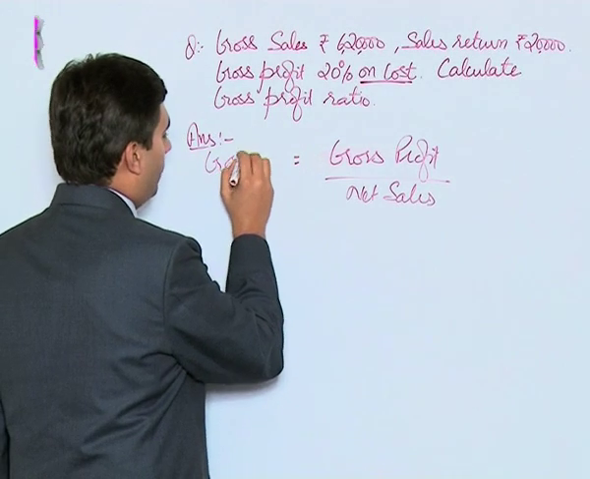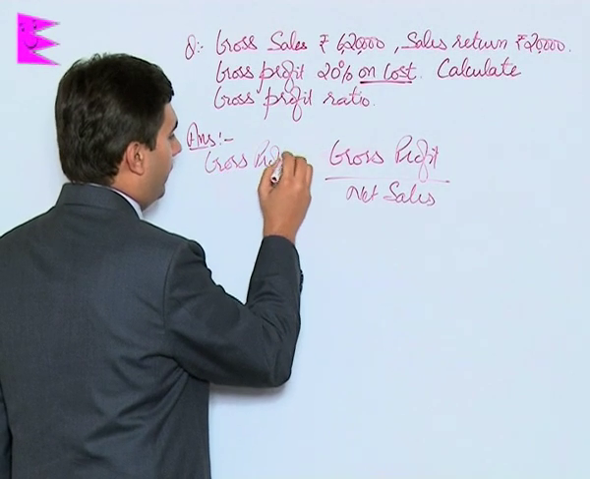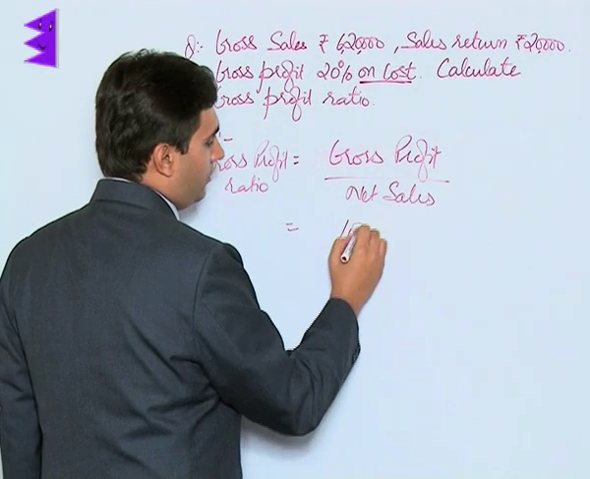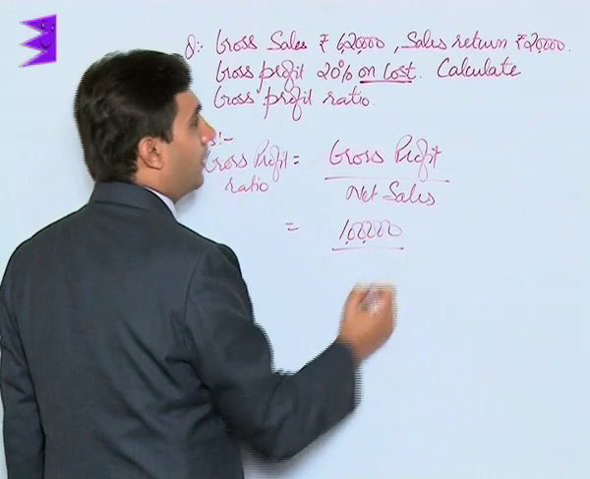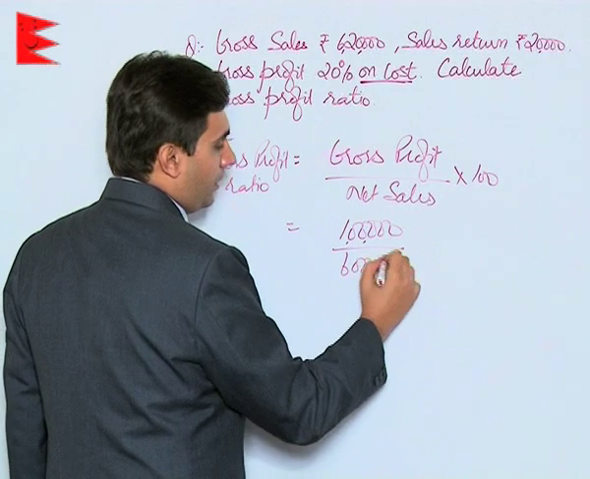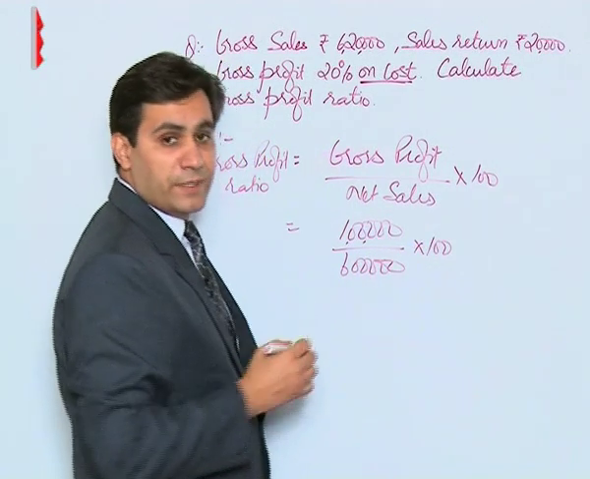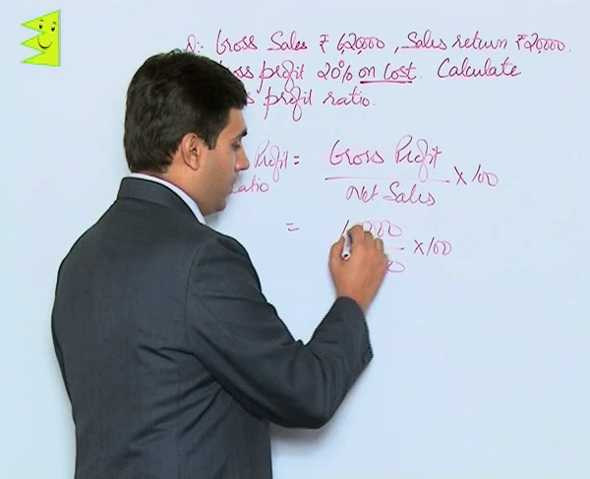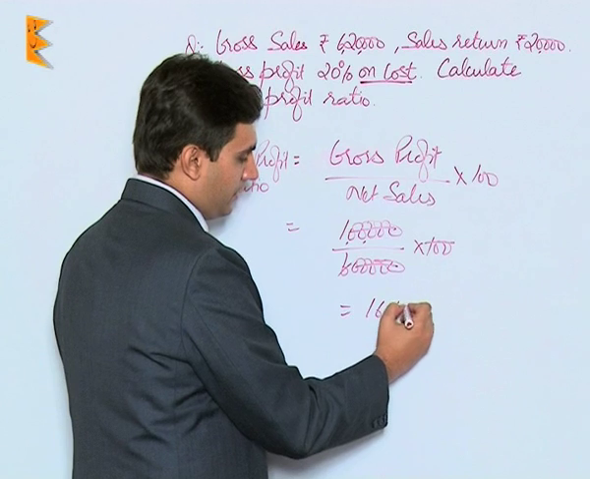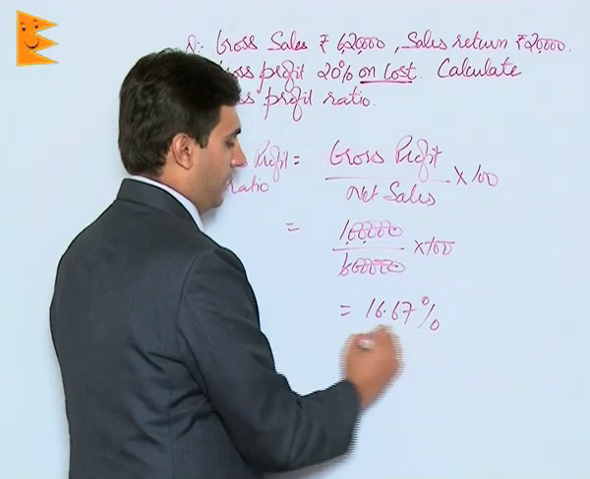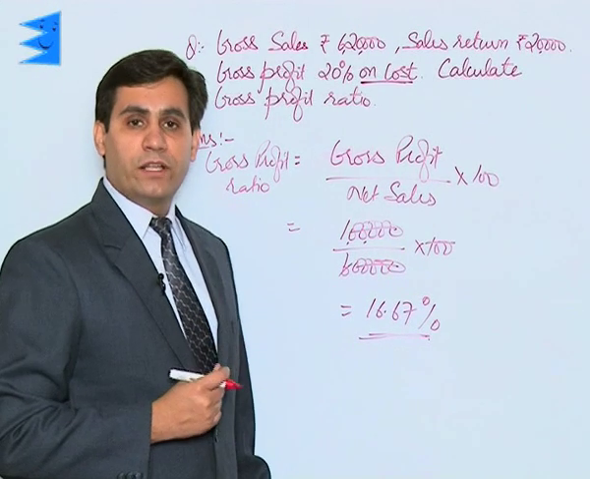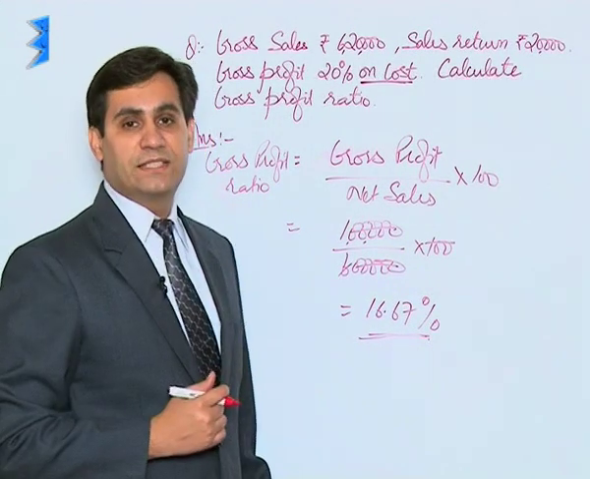This is gross profit ratio. The gross profit that we had calculated is rupees 1 lakh and net sales are 6 lakh into 100, as this ratio is expressed in terms of percentage. So on dividing this, we get a value of 16.67% approximately. So students, we can clearly state that the gross profit ratio in this case is 16.67%.